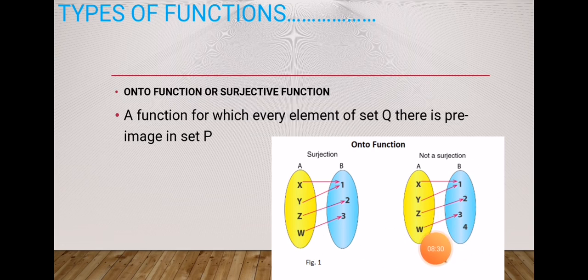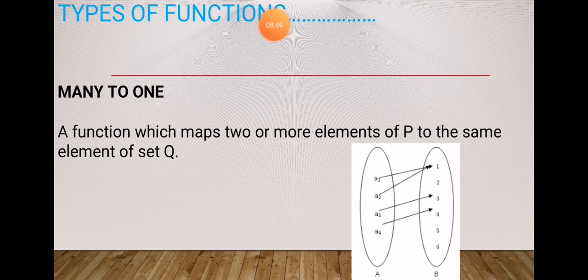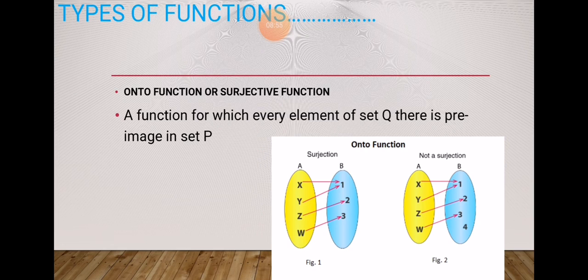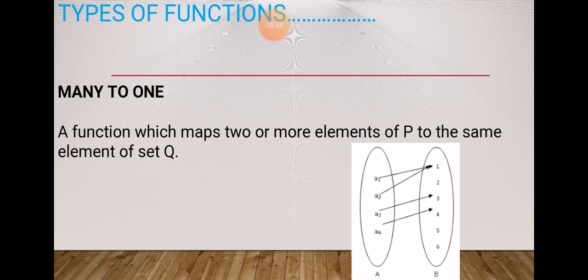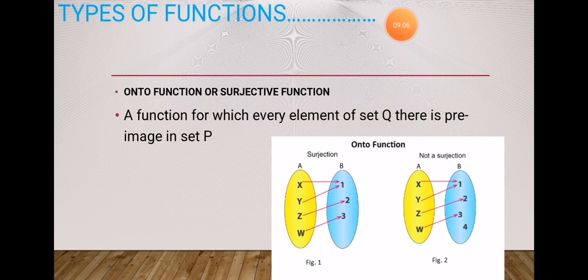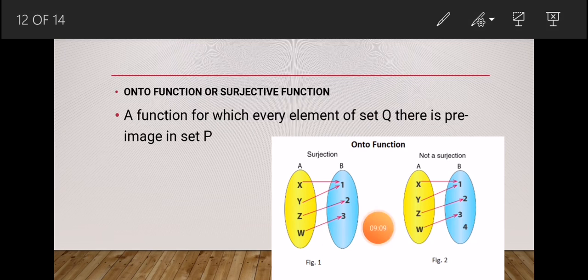Now, you feel the difference. Observe the difference between surjection and non-surjection. The difference is that in non-surjection, one image is left behind unassociated. If there is one image left behind unassociated, that can be many-to-one, but it cannot be a surjective or onto function. So, the difference between onto and many-to-one function is that in a many-to-one function, some image in B can be left behind, but in an onto function no image is left behind.